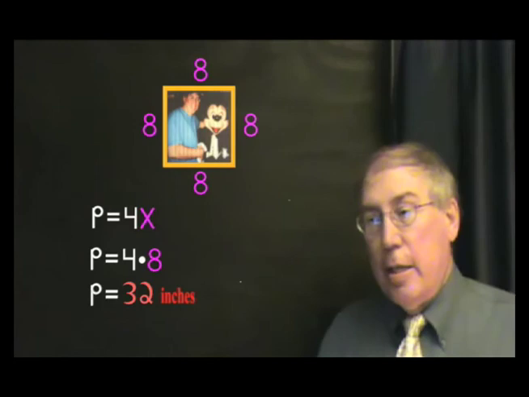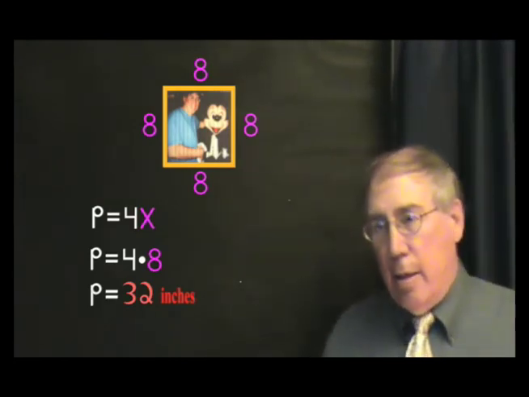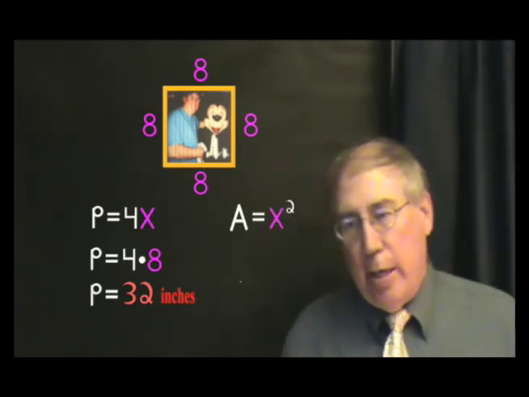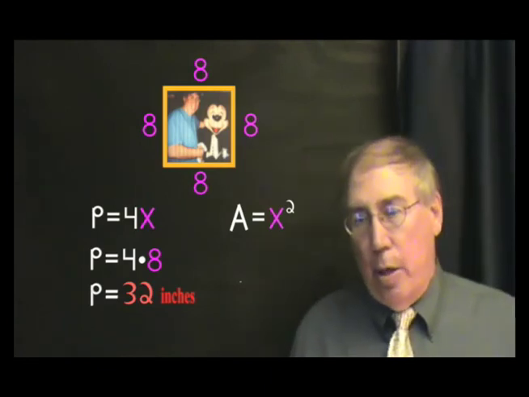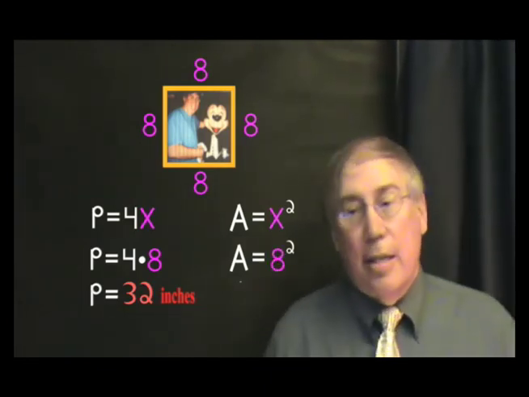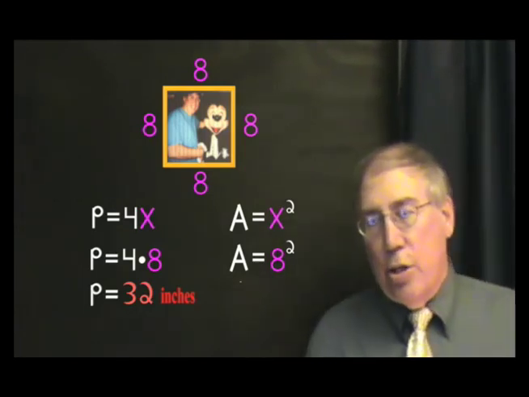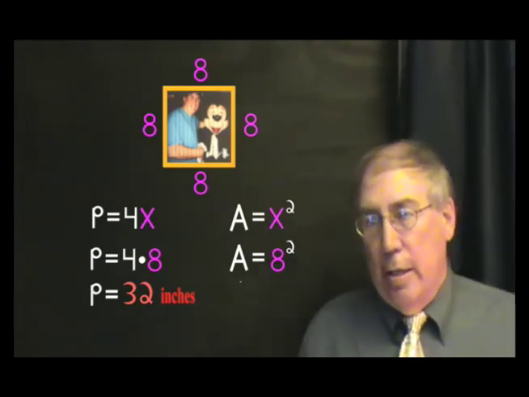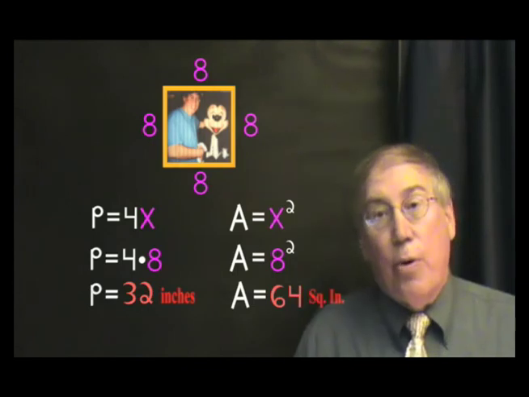Now the area is going to be an x times an x, or x squared. A equals x squared. And now let's put in 8 for x, and so 8 squared is just 64, so in this case we're going to get 64 square inches.